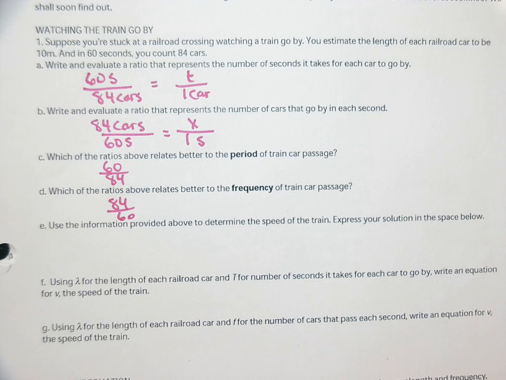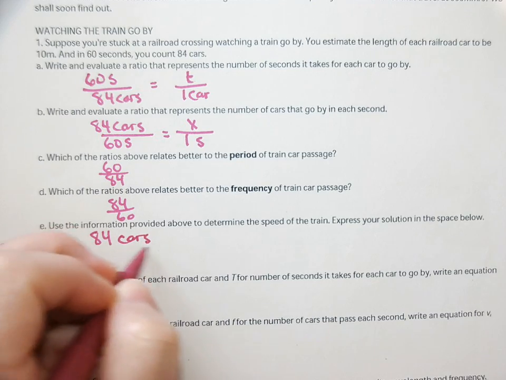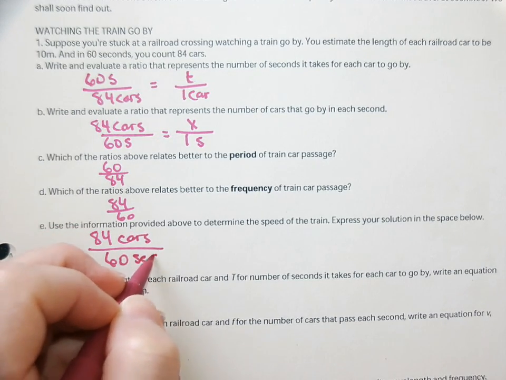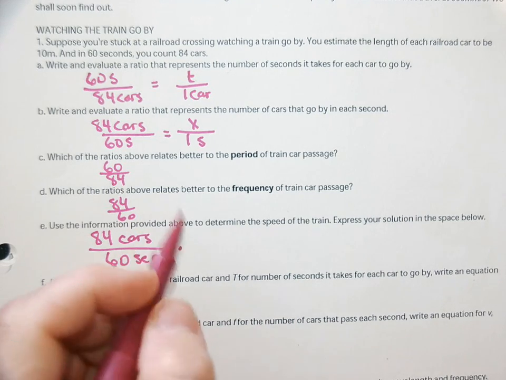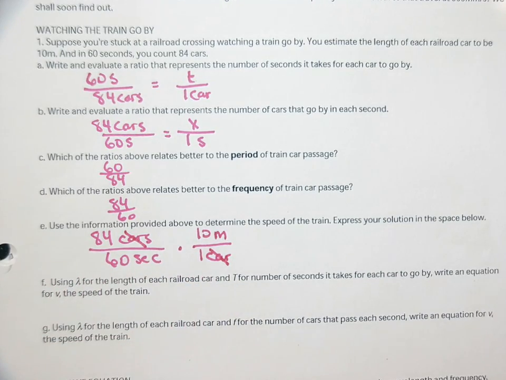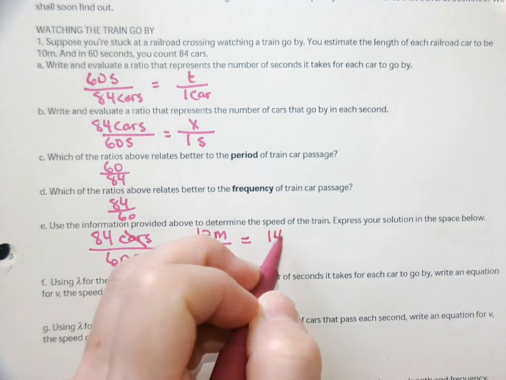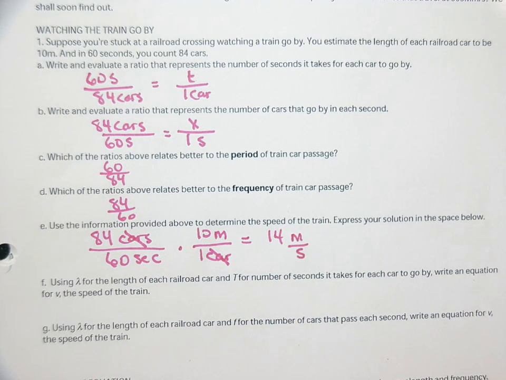So in question E, can we use that information and in thinking about the train cars with period and frequency to figure out the speed of the train? Okay, so if I know that 84 cars pass by the crossing in 60 seconds, and I know that each car is 10 meters long, I need cars to cancel out. So I'm going to set up a quick conversion here that one car is 10 meters. So that car unit cancels with that car unit, and you can multiply across 84 times 10, divide by 60, and you get 14. The units you're left with are meters over seconds, which is perfect. That's a speed or a velocity value. Okay, so we can calculate that this train goes 14 meters per second.